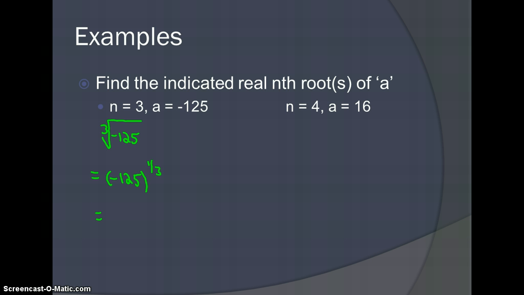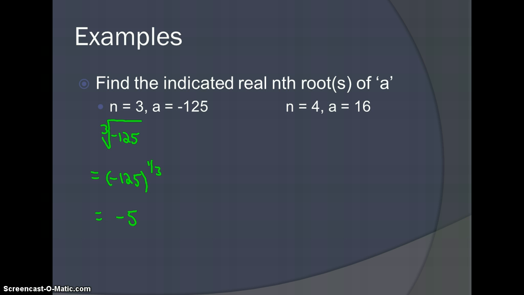Regardless, we are asking ourselves what number multiplied by itself 3 times gives us negative 125. Well, 5 times 5 is 25, times 5 is 125. So the cube root of negative 125 is actually going to be negative 5. We have a negative root, but we have an odd index there, so that will give us one real solution, and that happens to be negative 5.